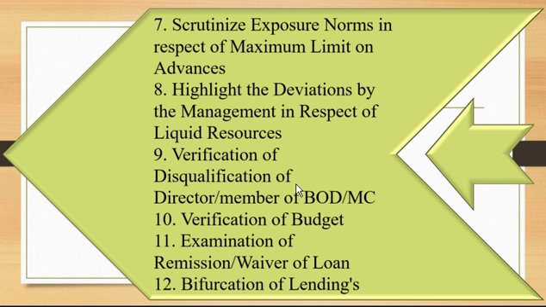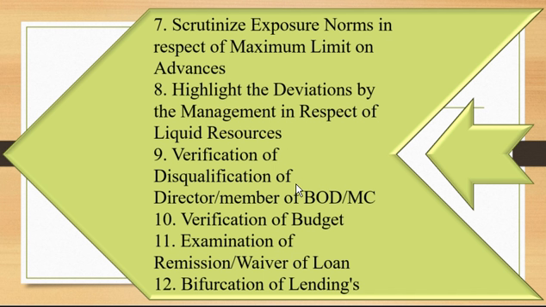Next point is verification of disqualification of director or member of board of directors. The auditor shall verify regarding disqualification of director or member of the BOD of the society and pass necessary comments in case any such director or member incurs disqualification due to the reasons cited under the Act and for any other reasons as specified in the bylaws of the concerned society.